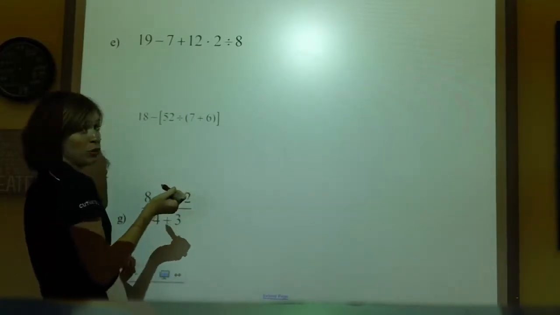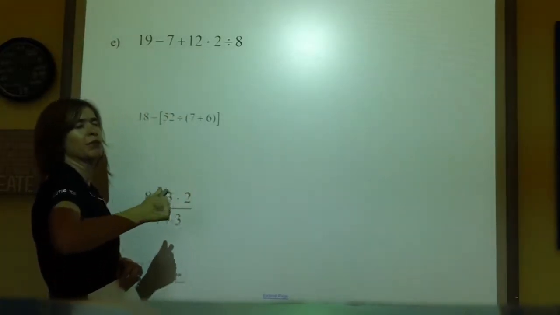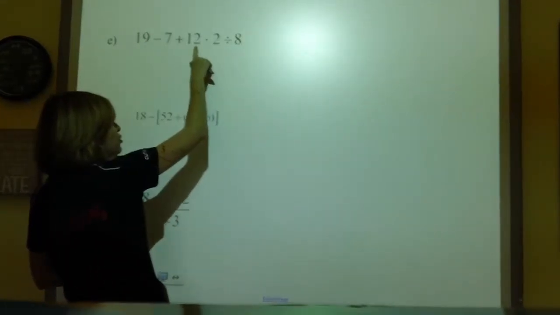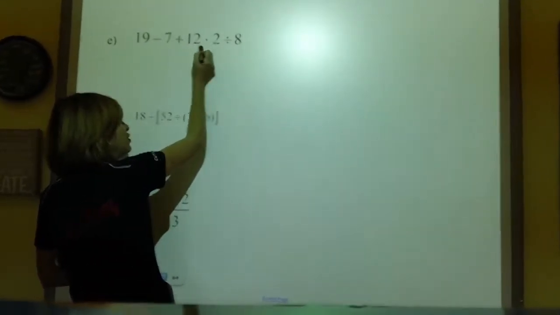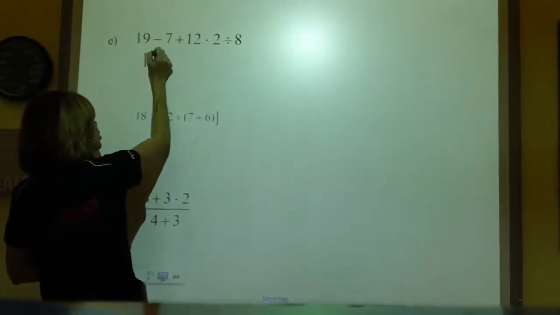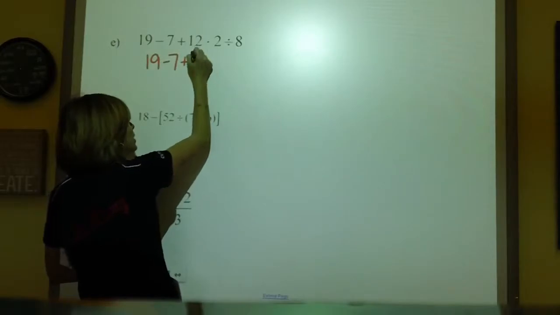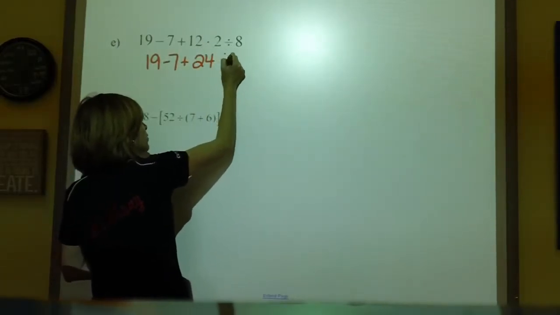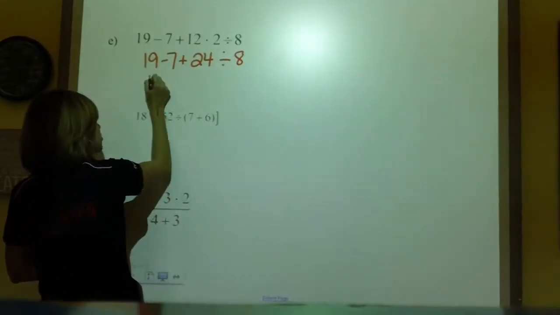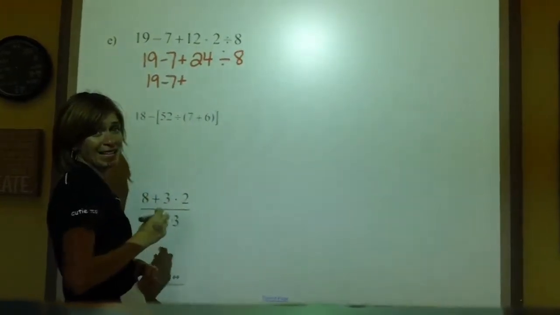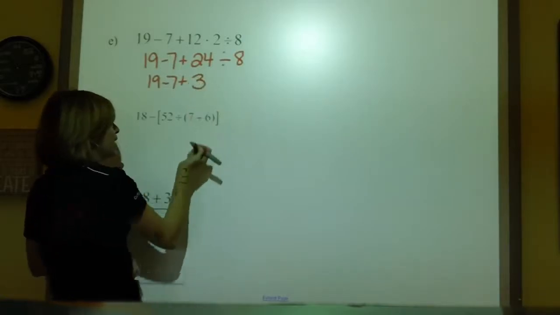Okay, well, I see some multiplication and division. I don't see the grouping symbols. I don't see exponents, so I go on to the multiplication and division from left to right, which means I have to do the 12 times 2 first. So 19 minus 7 plus 12 times 2 is 24 divided by 8. Then I do 19 minus 7 plus 24 divided by 8 is 3.